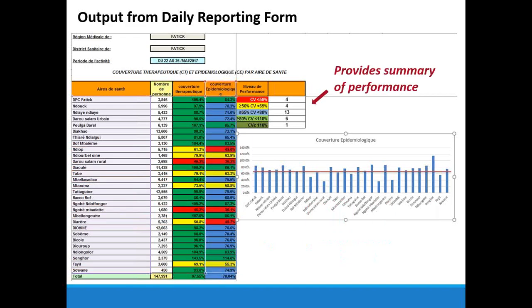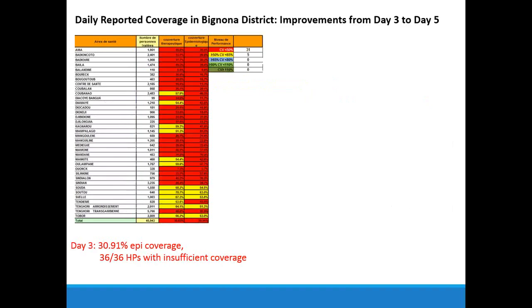You also have the opportunity to see the number of health posts that are under 50%. So you can really have a summary of the performance. Let's take an example in Bignona. It is in the south of Senegal, in the region of Ziguinchor, where we have compared results on day 3 and results on day 5 for the same districts.